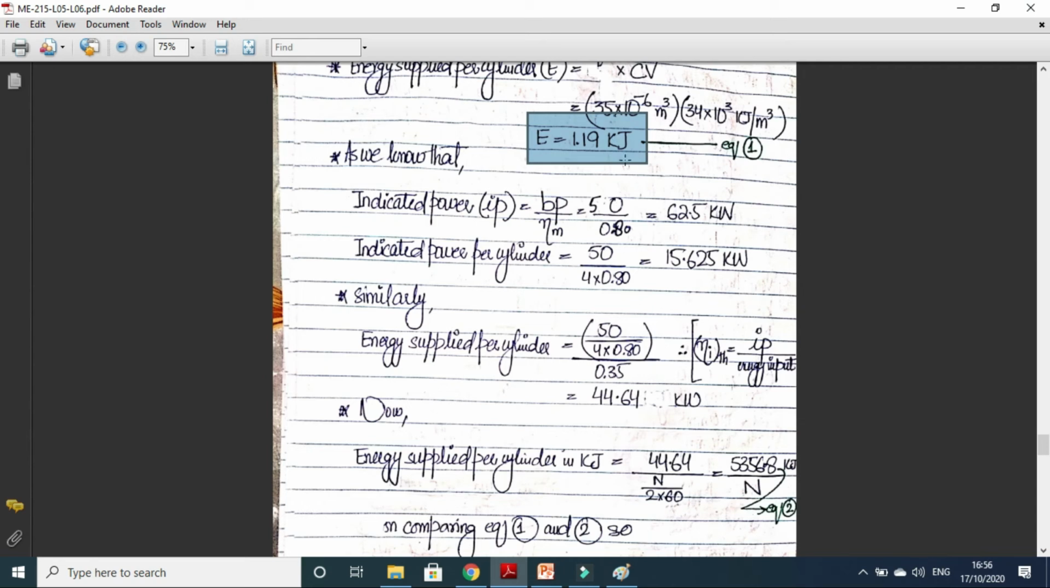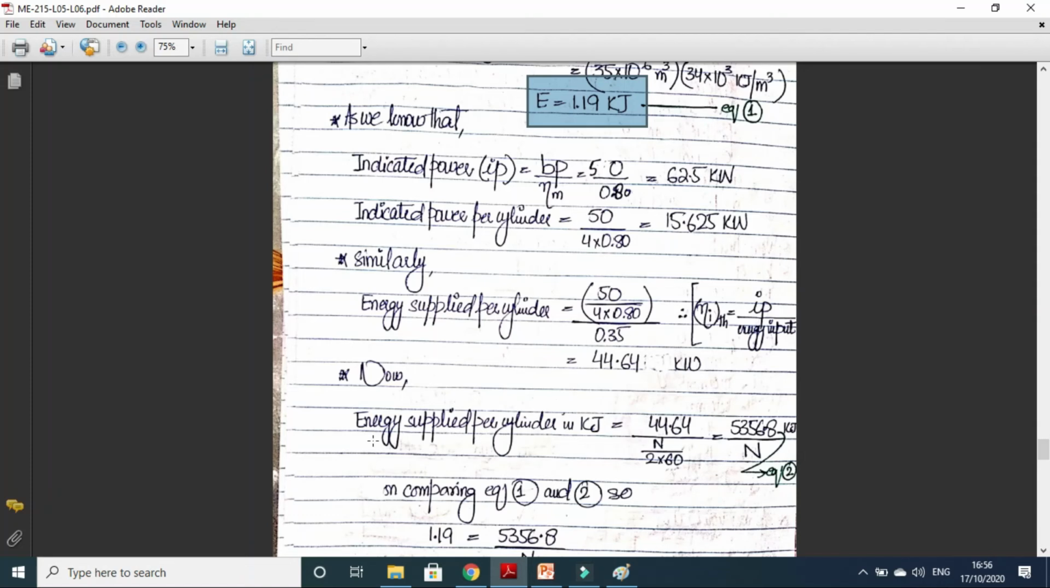Using these two quantities, we can find the small n, because in order to convert kilojoule into kilojoule per second, we need to multiply by 1 upon second, and 1 upon second you can get by multiplying with the small n. Small n is actually capital N by 2 for a 4-stroke engine, and n is equal to capital N for a 2-stroke engine. Since it is a 4-stroke engine, we can use n by 2, and if n is in rpm, then we should divide by 60.